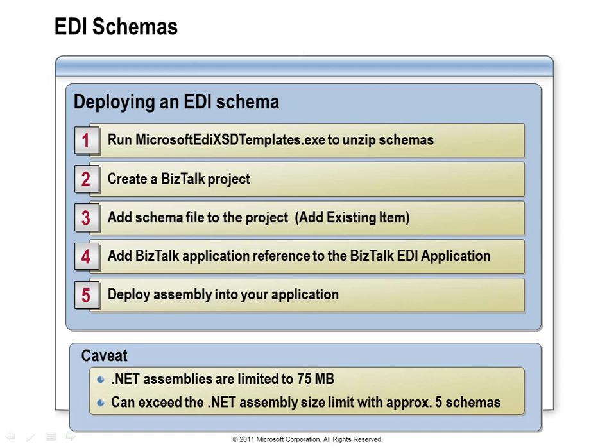Now, one of the things to watch for with these schemas is they can tend to be quite large. And so in some cases, you may have to use that as a reason to differentiate these schemas into different projects. You can pretty quickly hit a size limit on the .NET assemblies by putting too many of these EDI schemas in one BizTalk project. So if you're hitting that limitation, you may need to think about how you best want to segregate or segment these things into individual schema projects.